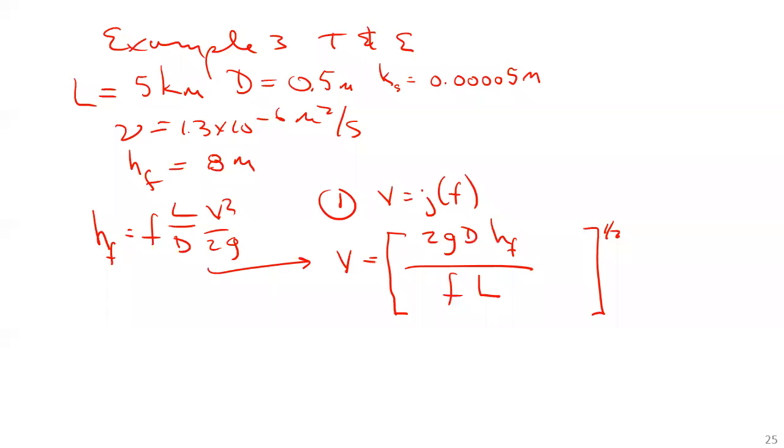That's how we rearrange that equation. And again, in that equation, g is 9.81 meters per second squared. Diameter 0.5 meters. Friction loss 8 meters. L is 5,000 meters. And so this gives us an equation where V is equal to 0.125 over the square root of f. That's some function of friction factor. If we knew f, and that's what we're going to do, we're going to assume f, then we know the velocity.